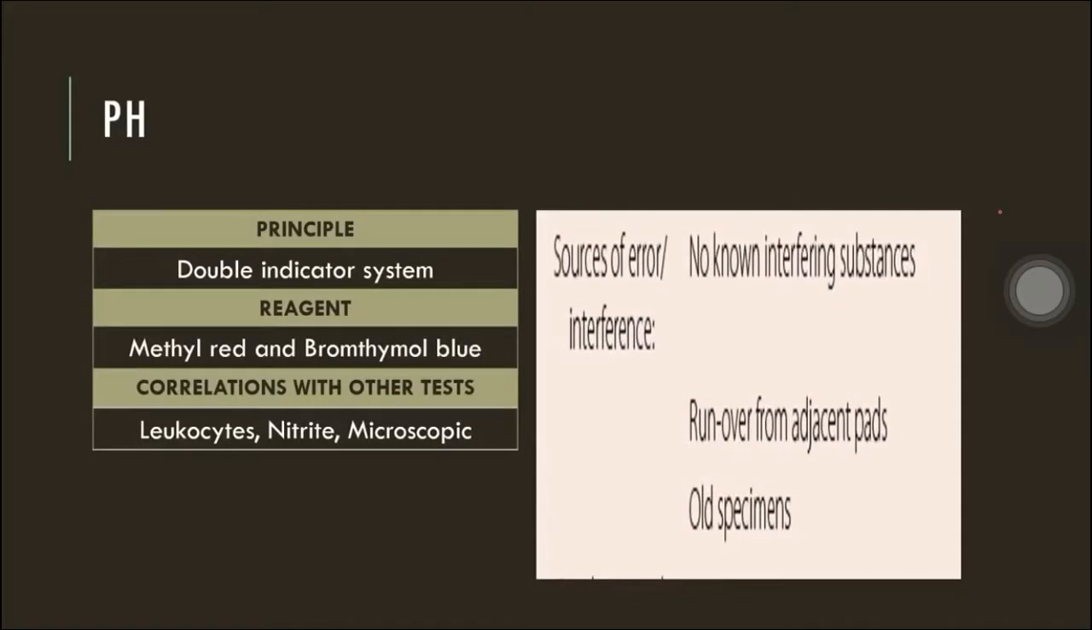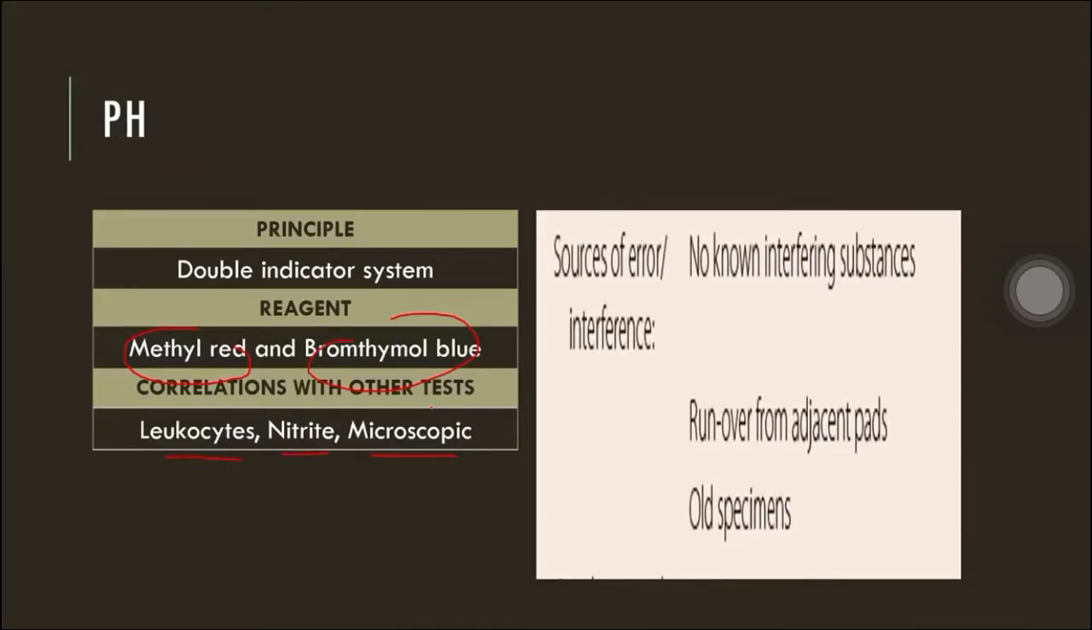Next, we now move on to the principle of the pH reagent pad. So the principle of pH is a double indicator system. The double indicator employed here for pH is methyl red and bromthymol blue. So what are the other tests that can be correlated with the results of pH? Of course, leukocytes, nitrite, and microscopic. Mainly for leukocytes and nitrite, you're trying to indicate the presence of urinary tract infection, right? So with that, the pH should usually be alkaline. For microscopic, usually the sediments, crystals, and cells are preserved in acidic pH.